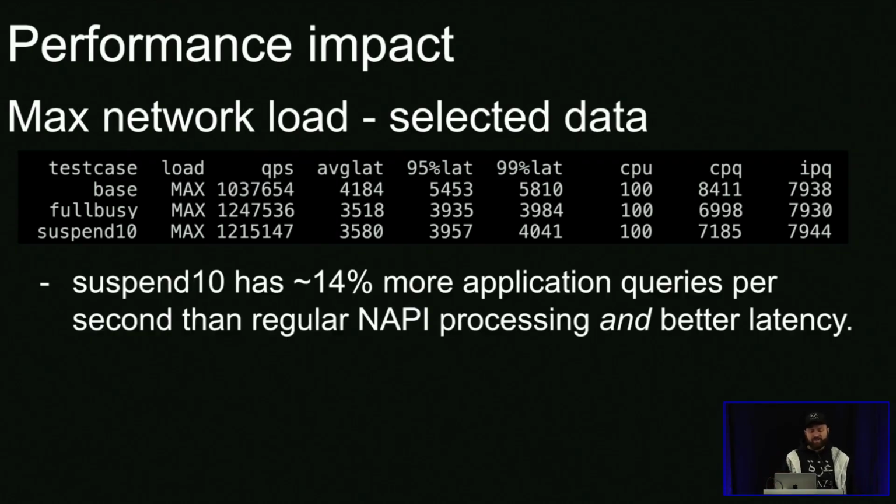And the takeaway from this is that basically suspend has about 14% more application queries per second than regular NAPI processing, and it has better latency. So if you look at the first row, right? You look at QPS, it's about 1 million, and then you look down at the last row, QPS is 1.2 million. So you're getting a lot more QPS, application queries per second, with suspend. And if you look over to the right, on the first row and the bottom row, you can see that the 99th percentile latency is much lower for suspend.